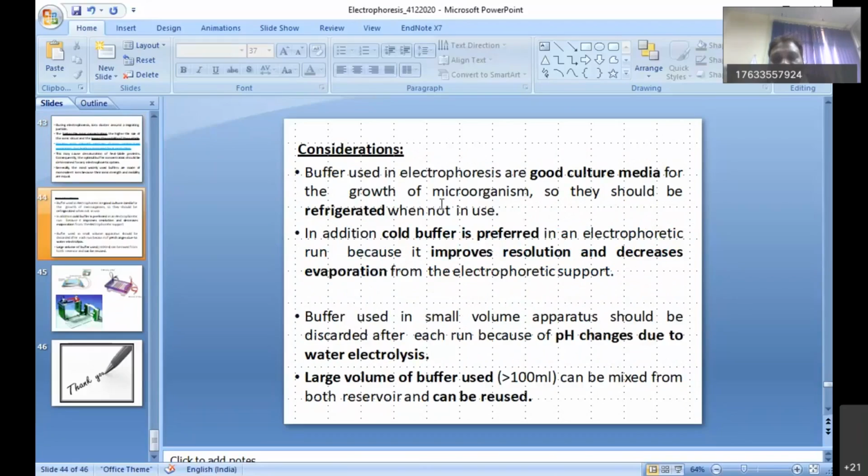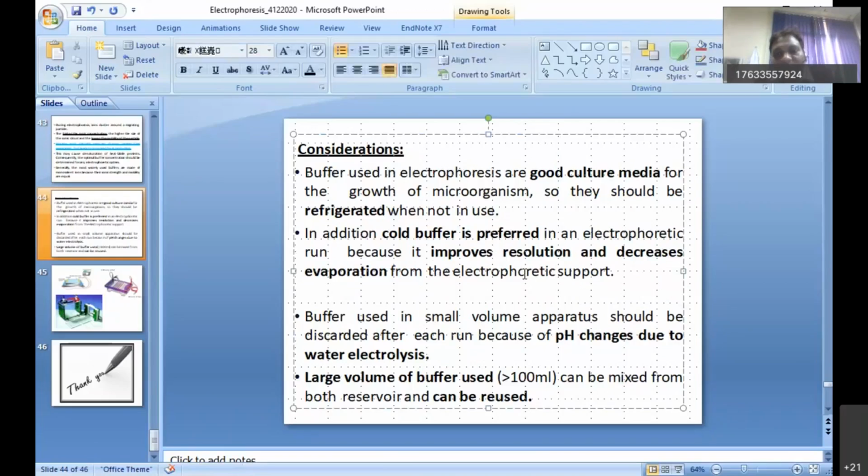Another important thing about the buffer: the electrophoresis buffer that you use is a good source for the growth of microorganisms, so you have to store it in the refrigerator. And to avoid heating, you have to keep it in a cool place. Before using, you have to cool it and then use it. That will minimize the problems in the experiments.